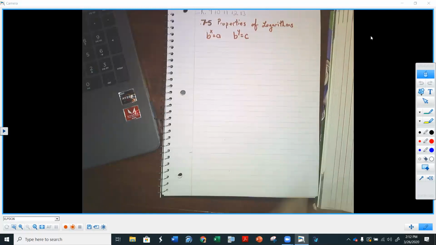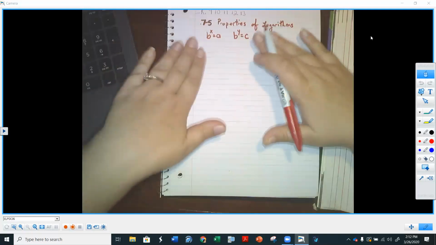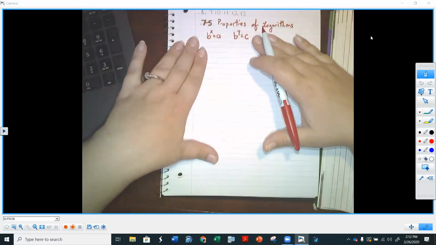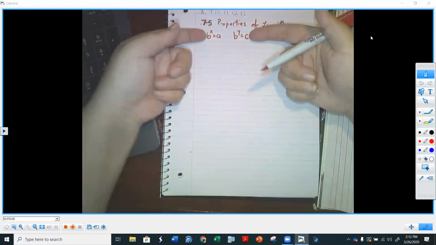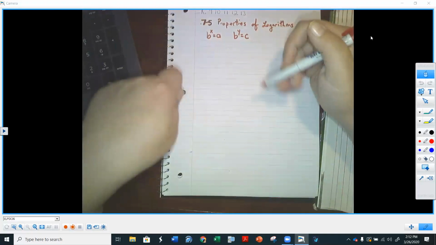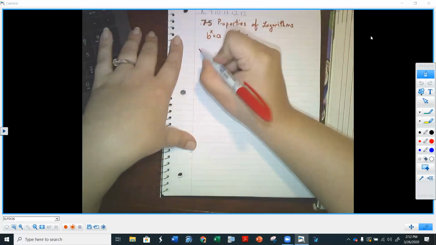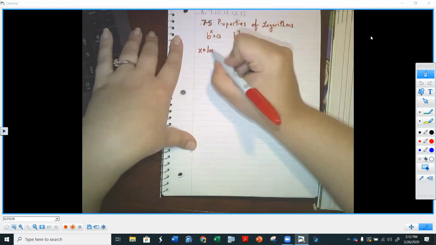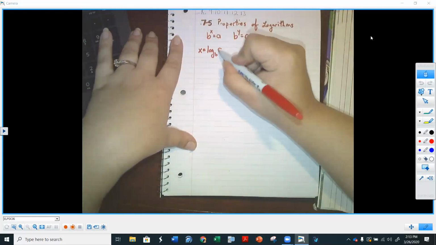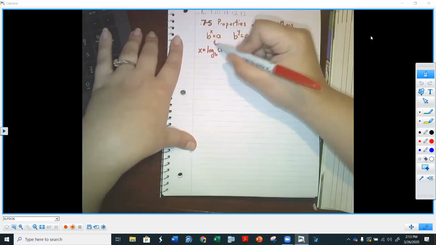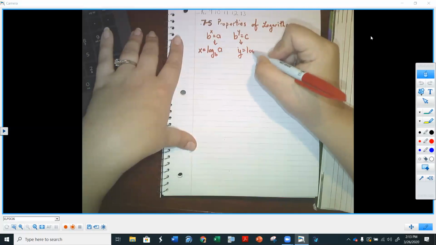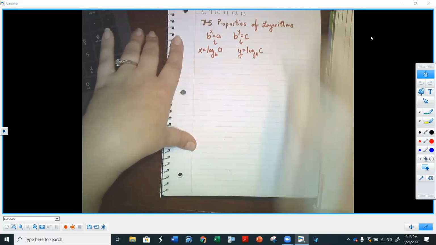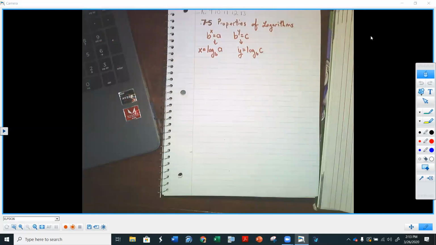Okay, and then we also could have, just from these 2 points, logarithmic properties. So if we rewrote these 2 exponential equations into logarithmic equations, those would look like x is equal to log with a base of b of a. Okay, so then this one goes to y equals log base b of c. So we're going to play with these and figure out some of the things that are going to happen here.